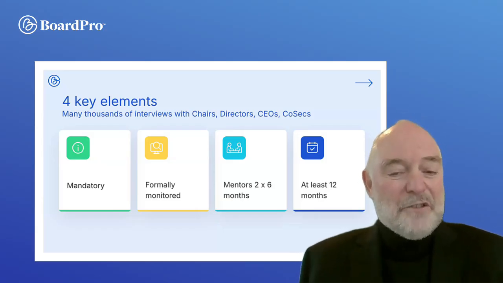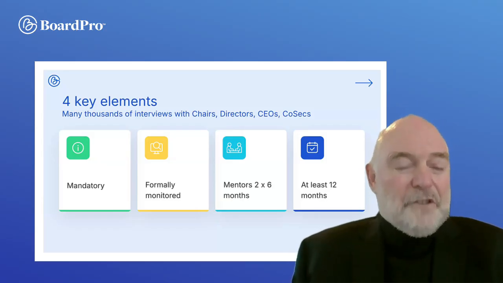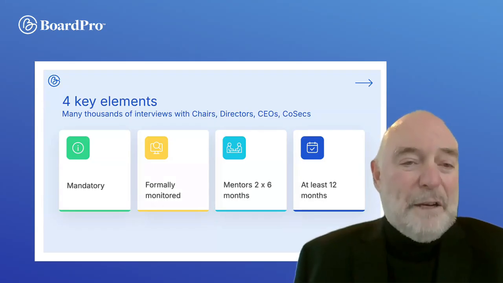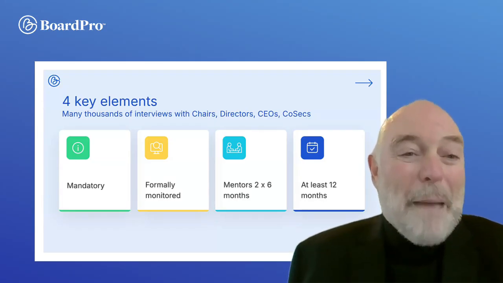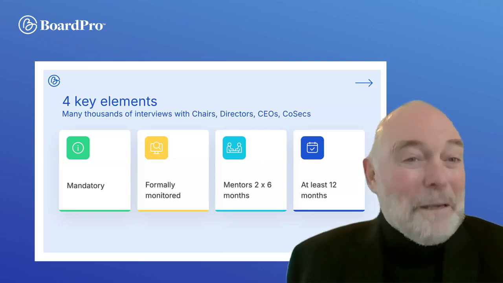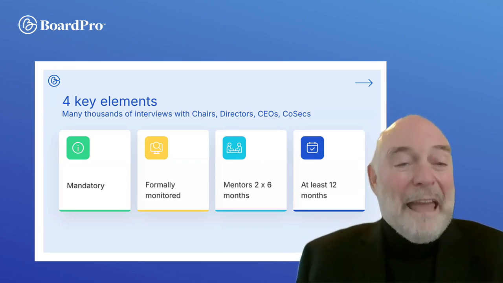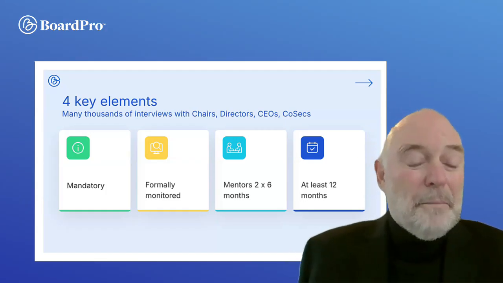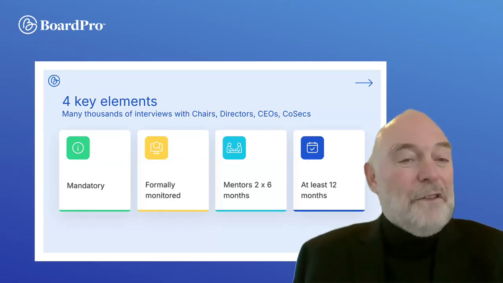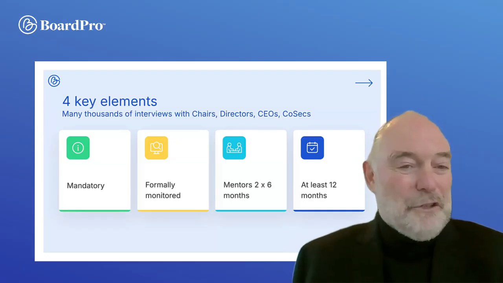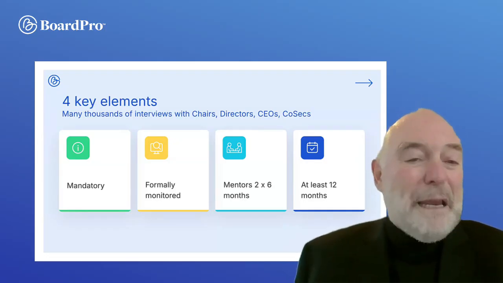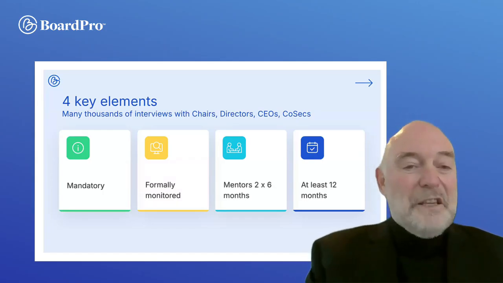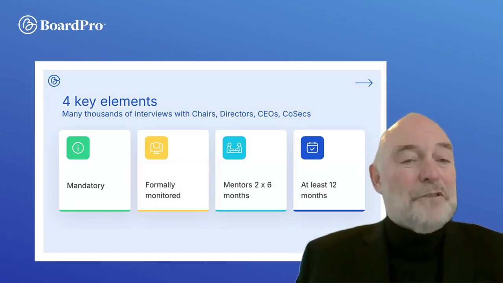The big one is this next one. The really good induction programs, the directors have said the reason it was fantastic is that they had mentors. Those mentors were mandatory and they were formally monitored. And they had 2 mentors, one in the first 6 months of their time on the board and a different mentor for the second 6 months in that first 12 months of their board. And those mentors knew what they were doing because they were supported, and the mentees or the new directors knew how to get the most from those mentors.